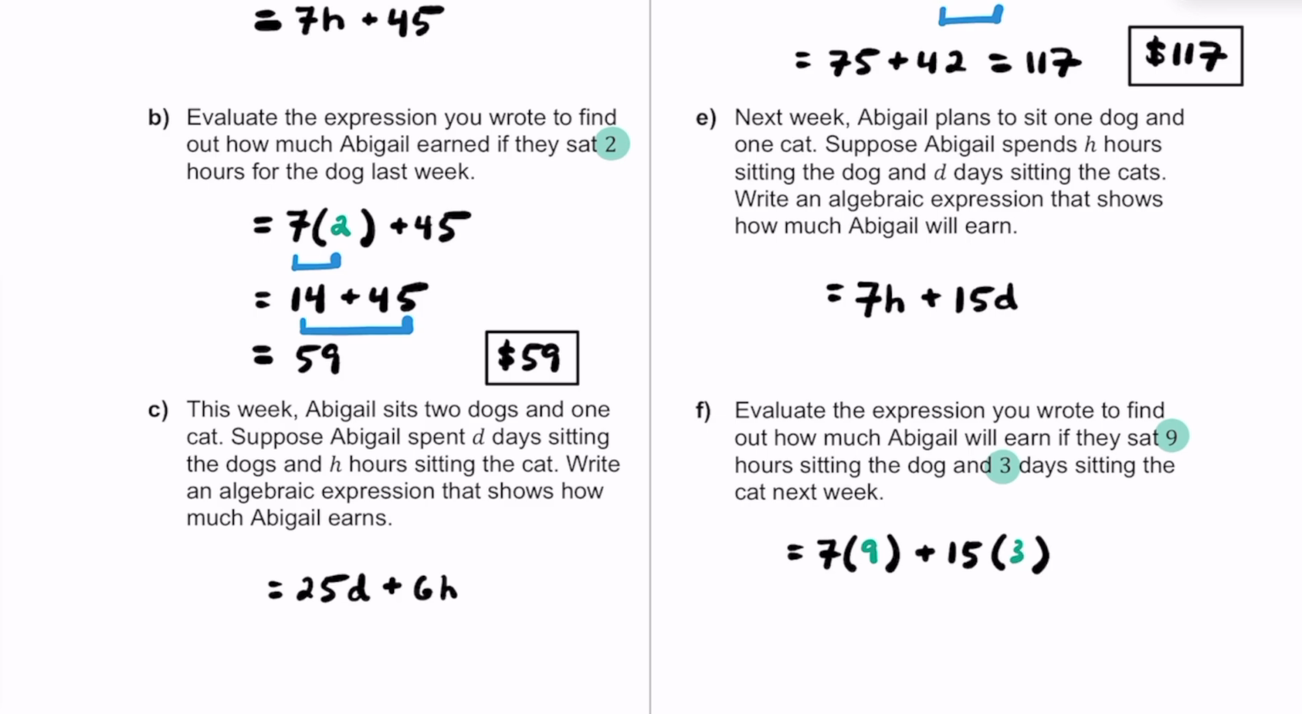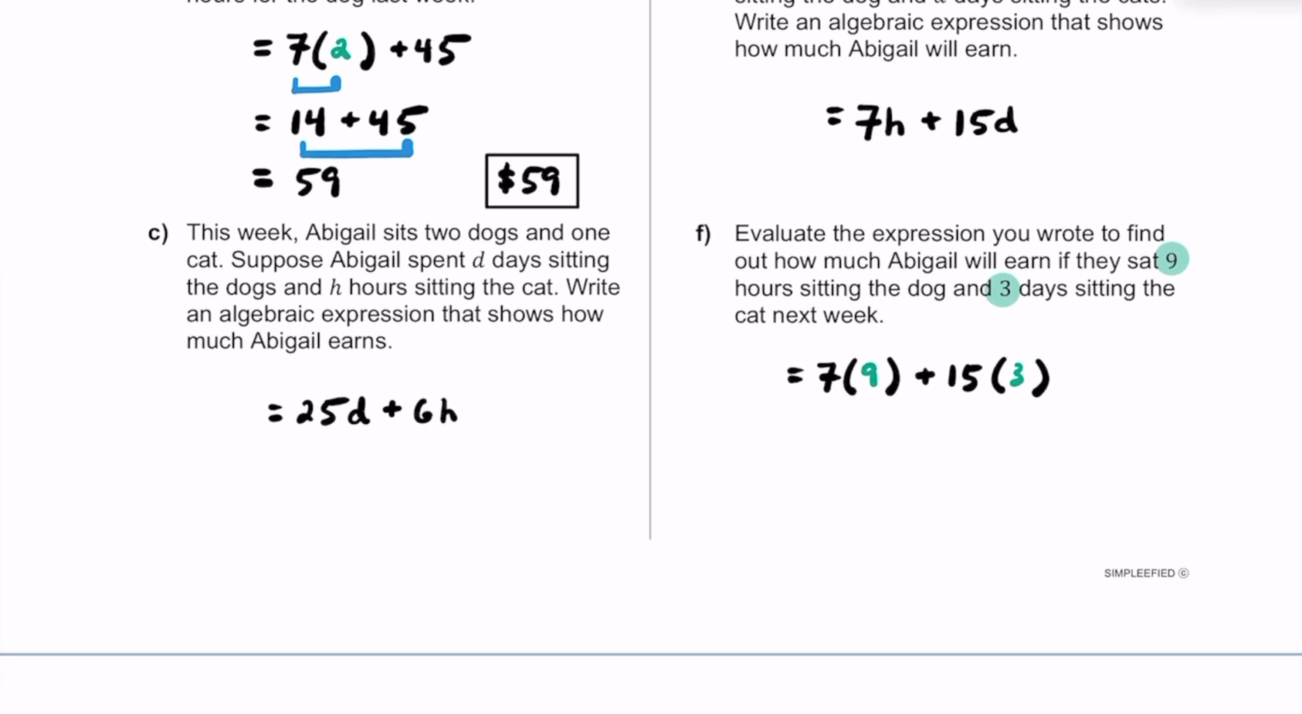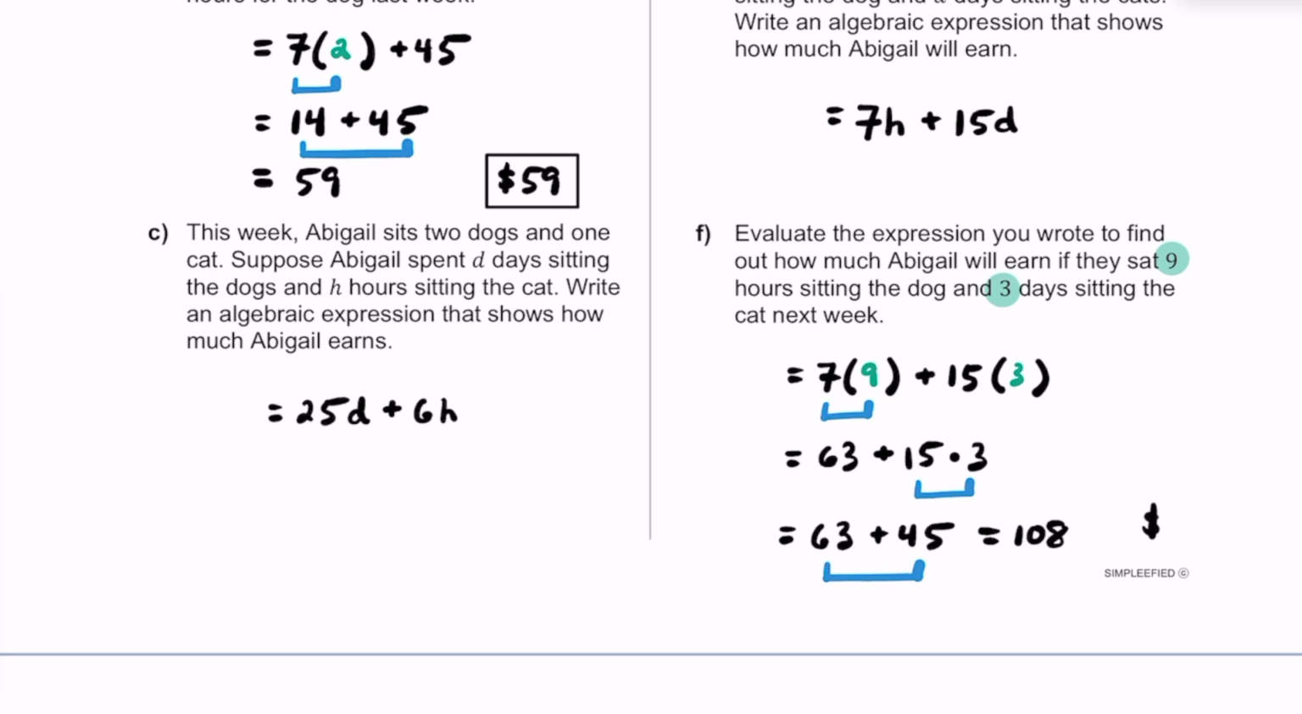All right, so let's go ahead and just evaluate this using the order of operations. From the dog, 7 times 9, that's going to be a total of $63 made from working with the dog here, plus 15 times 3. Now it turns out 15 times 3 is going to be 45. So after making 63 bucks, they're also going to make $45 from the cat, and then 63 plus 45 is going to be a total of, I think, 108. So in this scenario next week, Abigail would make a total of $108.